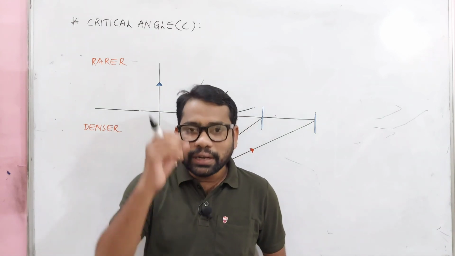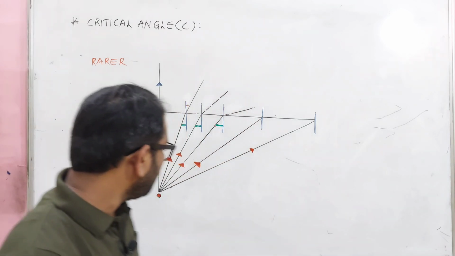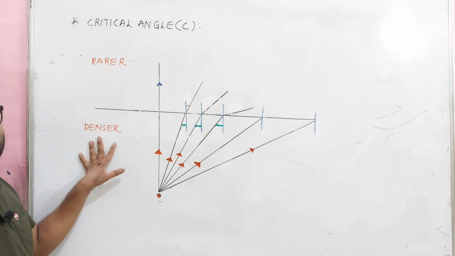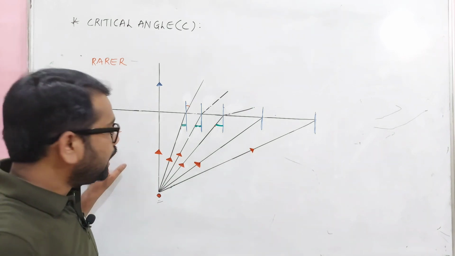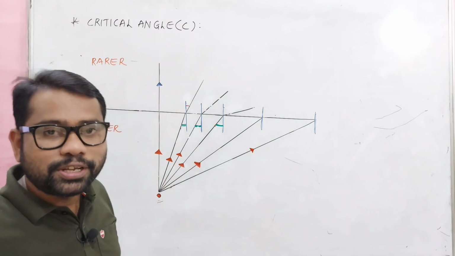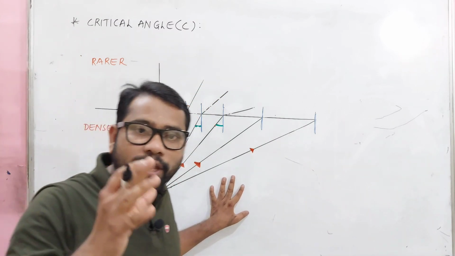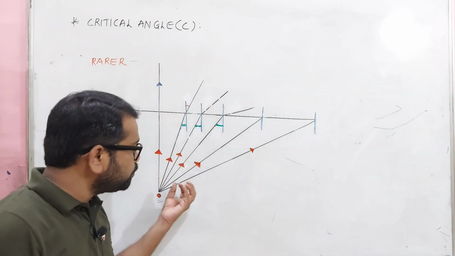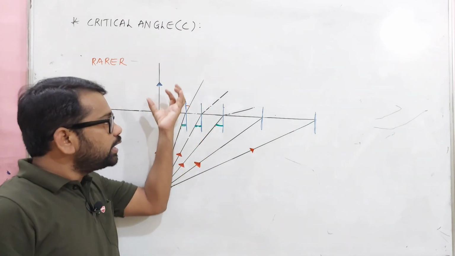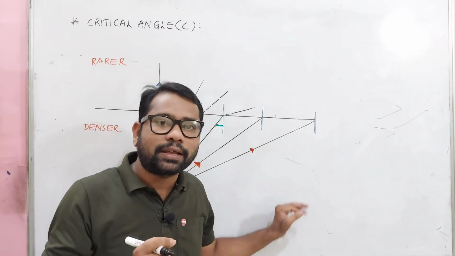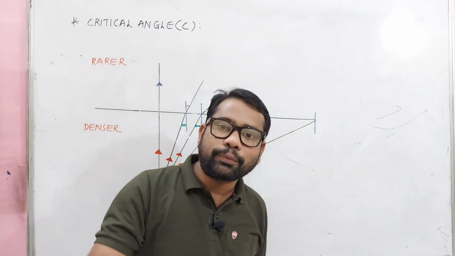Now let us take the case where object O is situated in a denser medium in such a way that light rays are moving towards a rarer medium. It's very important. So we have taken a case where the object is placed in a denser medium such that light rays are moving from the denser medium to the rarer medium. So it is very clear to us what happens: light rays will move away from the normal.